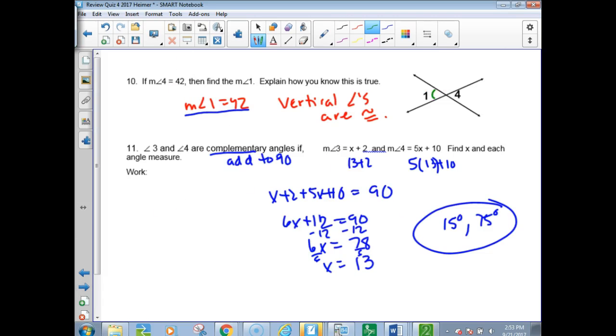Number 10 had to do with vertical angles also, and these angles are congruent because they're vertical. So the measure of angle 1 is 42, just like it is for angle 4. If it says complementary, that means they add to 90. It said angle 3 and 4 add to 90, so I took the x plus 2 and the 5x plus 10, added them up, set it to 90, simplified, and solved. x plus 5x, 6x plus 12 equals 90. Maybe you can't read my writing. I wrote kind of fast this morning trying to make a key. Does anybody need me to do more with that problem? Okay, I got 13 for x. Then I went back and plugged it in and wrote down the angles because that's what it asked for.